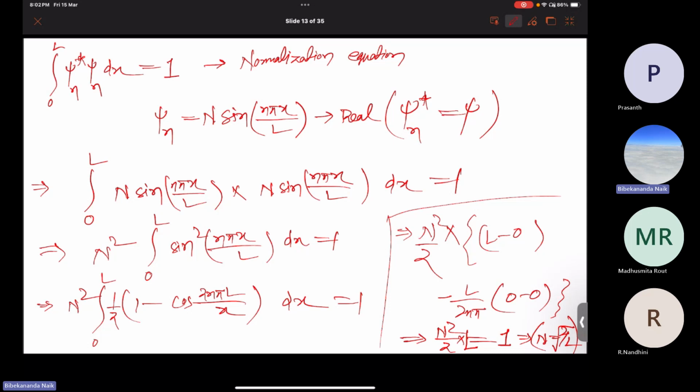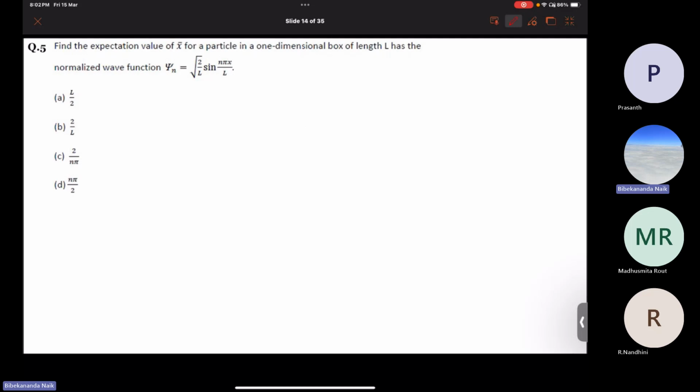So if you put the values and integrate it, it's simply a mathematical calculation. If you integrate it, the value of N you will get is root of 2 by L. So this is the correct answer.